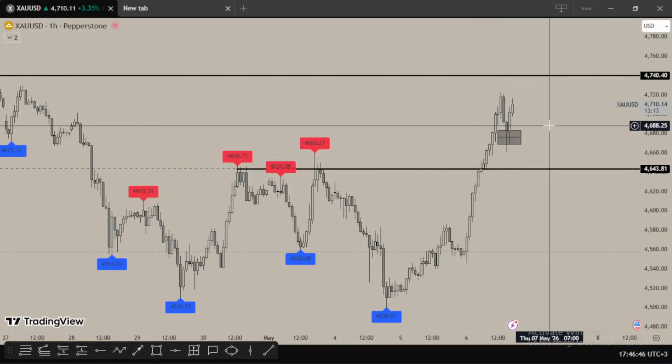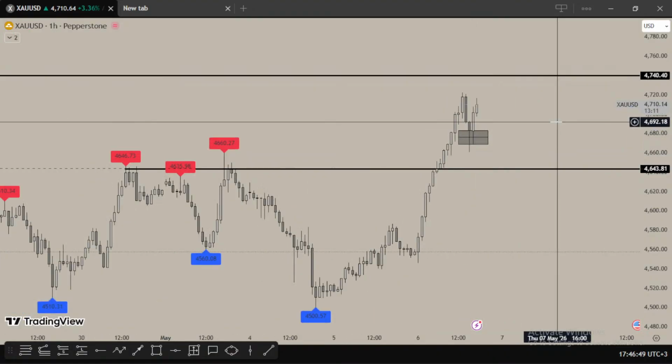So we don't have an edge over this market. These trades, you want to leave them alone. Don't want to mess up your mind. Don't want to mess up your mental peace.